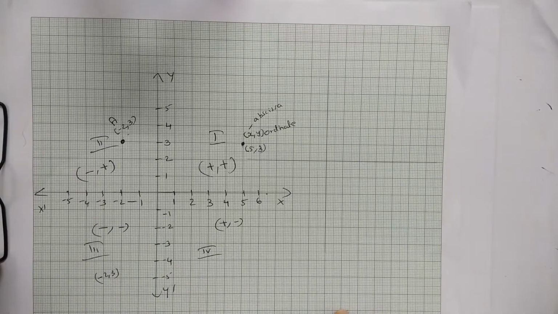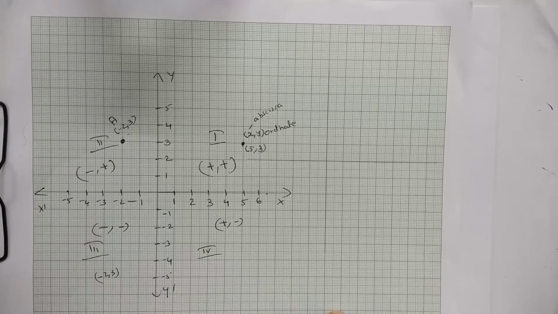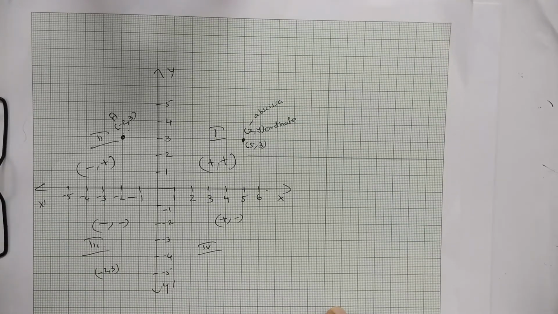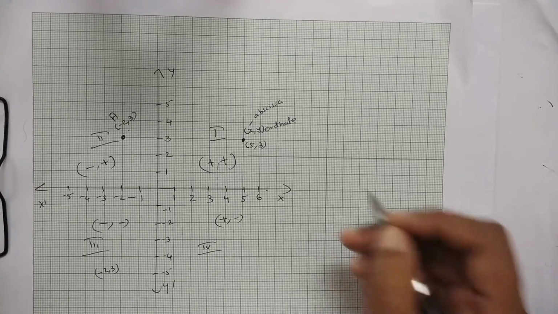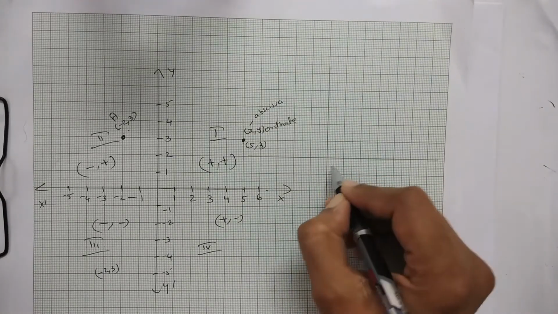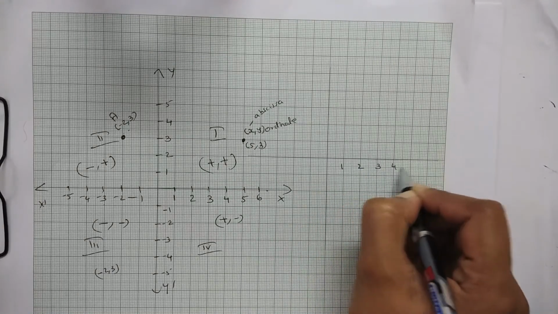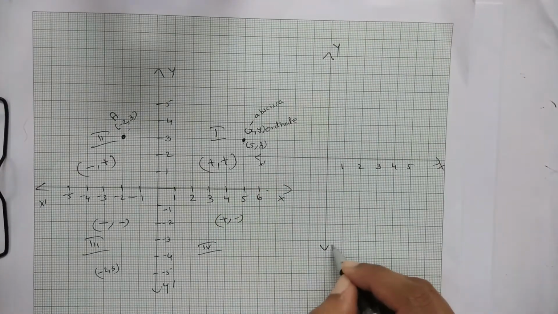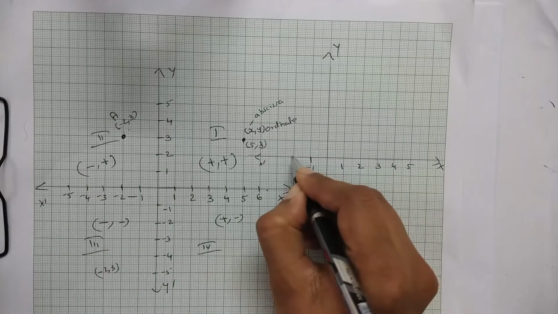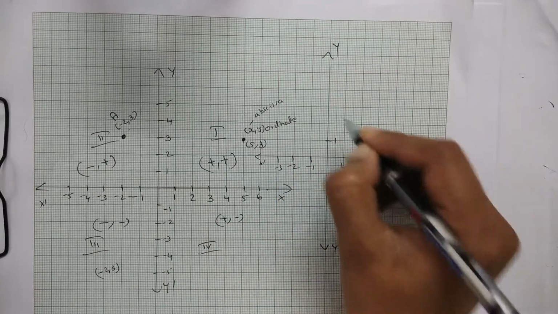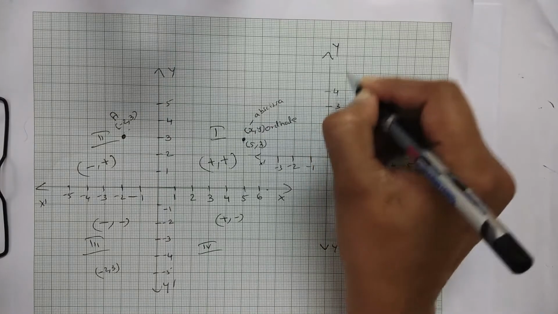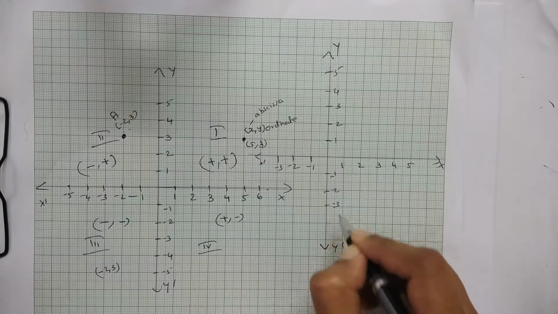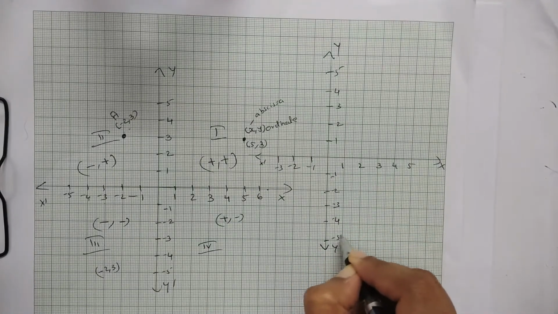Now we are going to find the distance formula. After understanding the Cartesian system, we will learn the distance formula in this chapter. How will you learn the distance formula? Suppose I'm taking here 1, 2, 3, 4, 5. This is the x-axis, this is x dash, this is y, and this is y dash. 4, 5, and minus 1, minus 2, minus 3. Here 1, 2, 3, 4, 5 and here minus 1, minus 2, minus 3, minus 4, minus 5. These are the coordinates.